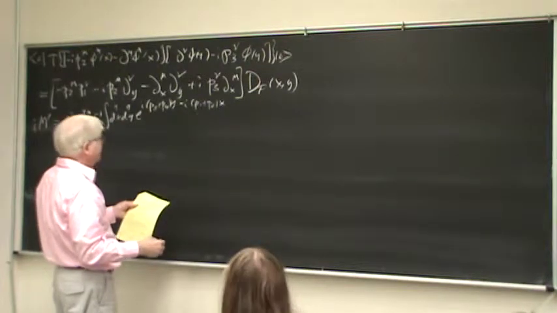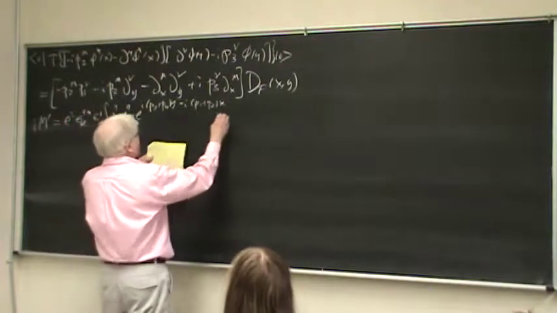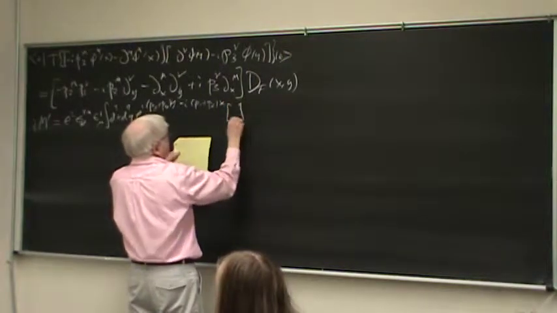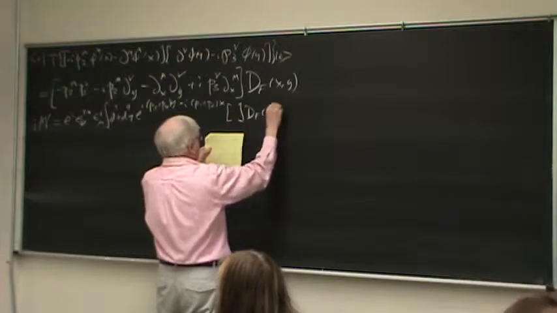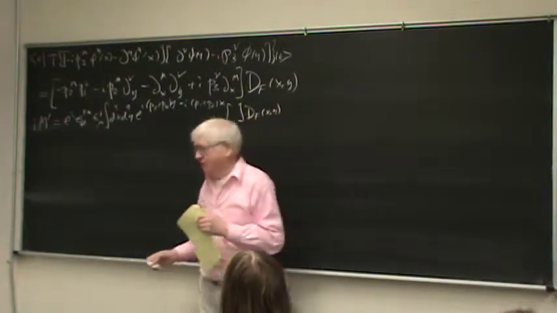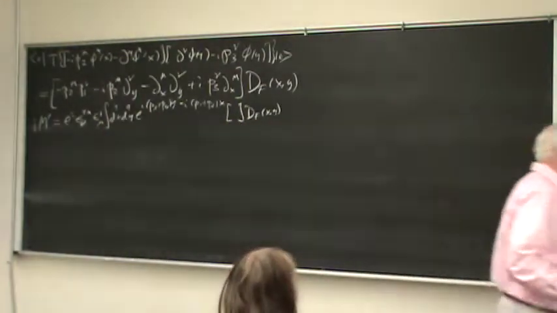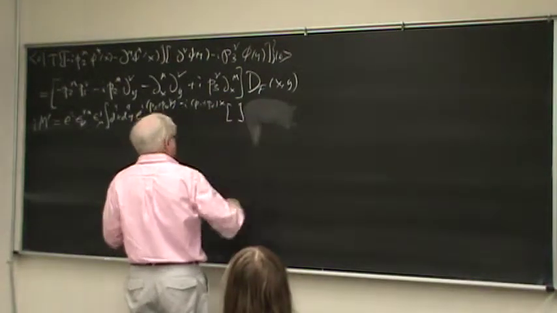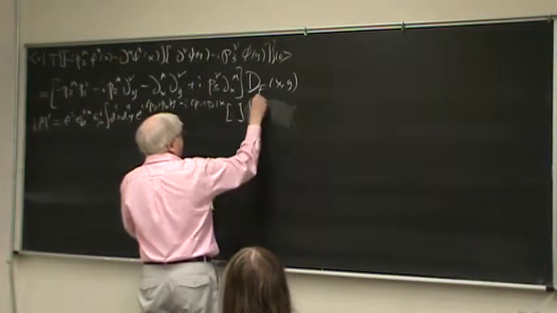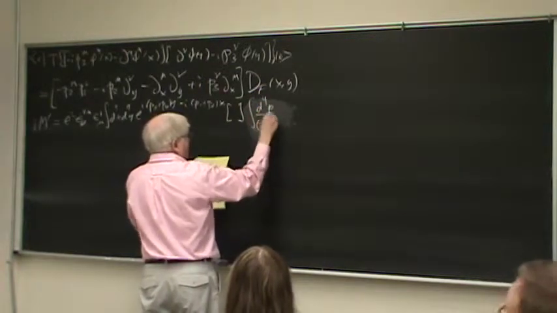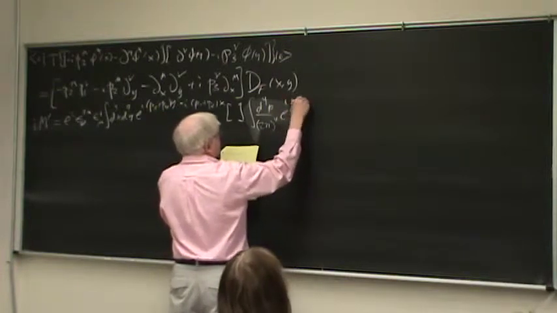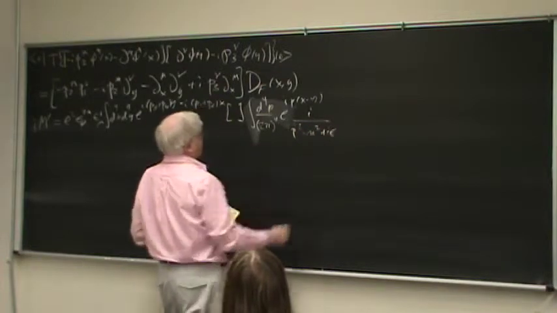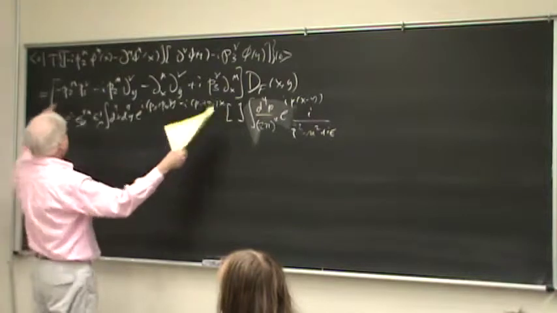And this square bracket, let me just write it as square bracket for the moment, times Δ_F(x,y). Let me write down what Δ_F(x,y) is here. So it's the square bracket acting, of course, on ∫ d⁴p/(2π)⁴ e^{ip(x−y)} i/(p² − m² + iε), where bracket is this thing here.